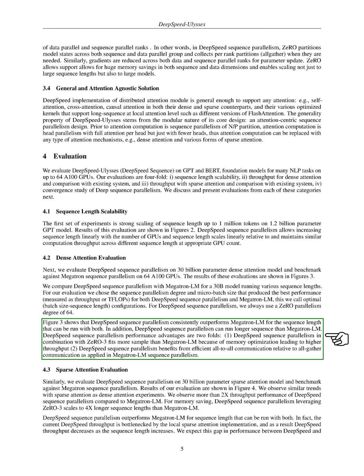The performance advantages of DeepSpeed sequence parallelism are twofold. It fits more samples than Megatron-LM due to memory optimization, leading to higher throughput, and it benefits from efficient all-to-all communication relative to all-gather communication as applied in Megatron-LM sequence parallelism.